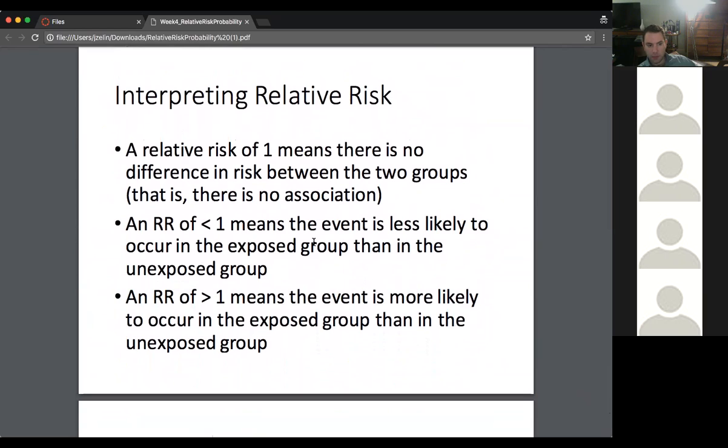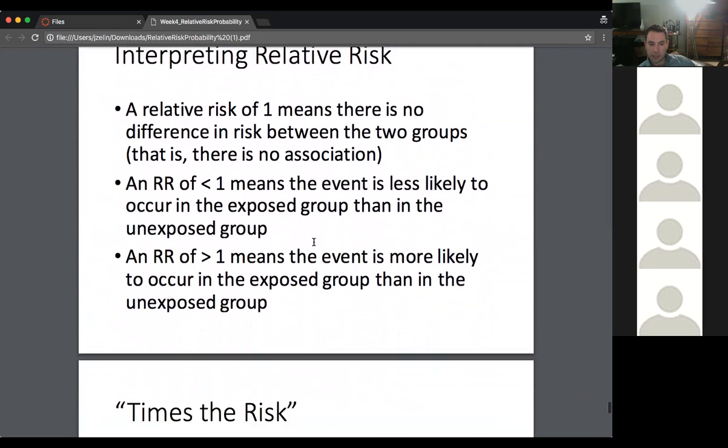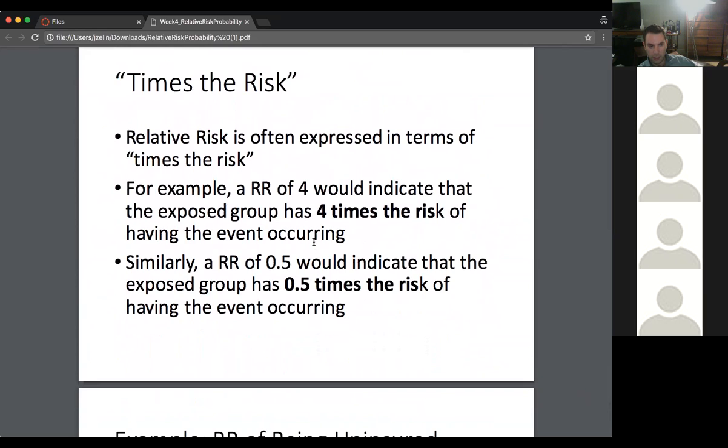To interpret relative risk, if you have a relative risk of 1, that means there's no difference in risk between the two groups and that there's no association. A relative risk greater than 1 means that the event is more likely to occur in the exposed group than the unexposed group. If it's less than 1, it means that it's less likely to occur in the exposed than the unexposed. And the understanding of a relative risk is that if you have a relative risk of 4, the exposed group will be 4 times as likely to have that outcome occur than the unexposed group.